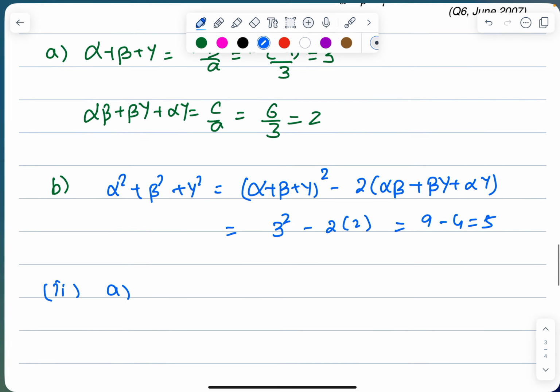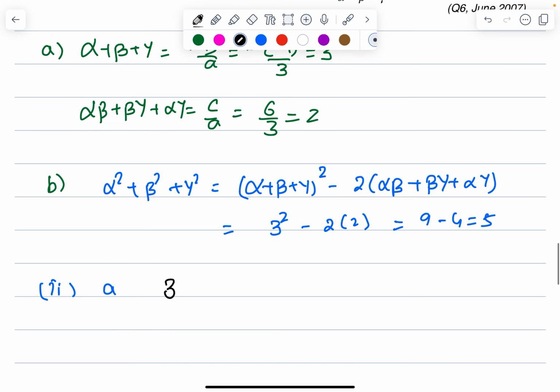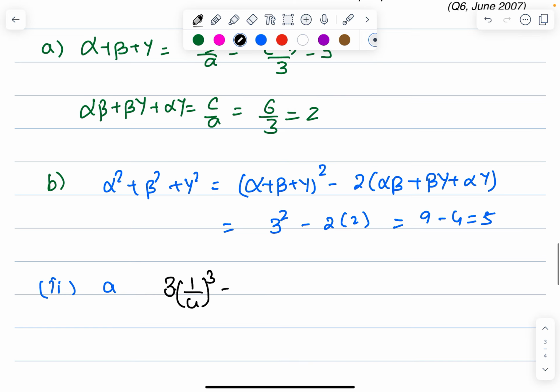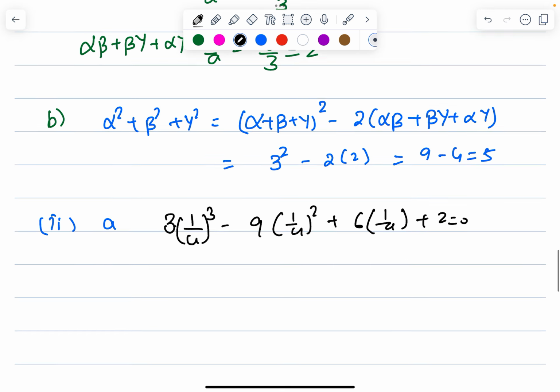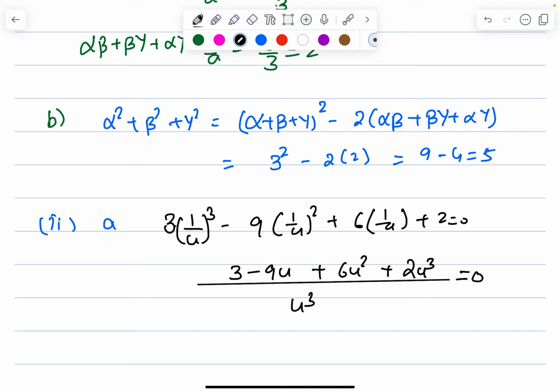So again, what does that become now? 3 times (1 upon u) whole cube minus 9 times (1 upon u) whole square plus 6 times 1 upon u plus 2 equals 0. So the common denominator is u cube: 3 minus 9u plus 6u square plus 2u cube equals 0. So what's going to be the equation? 2u cube plus 6u square minus 9u plus 3 equals 0.